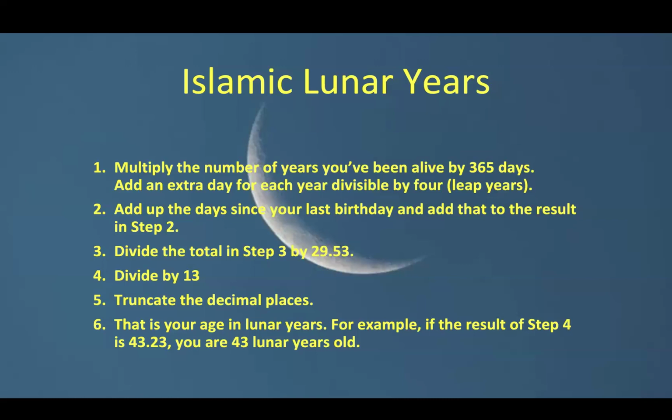Add up the days since your last birthday and add that to the result in step number 2. Divide the total by 29.53. So we say 29.5 is actually 29.53. Slight variations in that. Nothing in astronomy is simple. Nothing orbits in perfect circles. So everything we do, if you start digging into it, is going to be more complicated than it looks, right? We're just using approximations right now for simplicity. Divide by 13. Truncate the decimal places, and that is your age in lunar years.